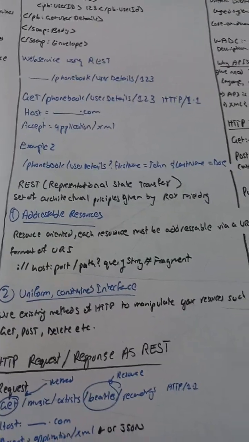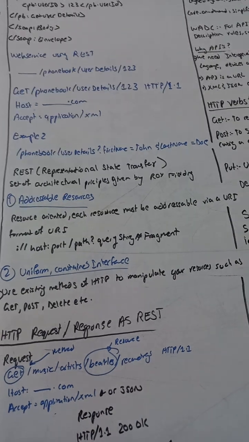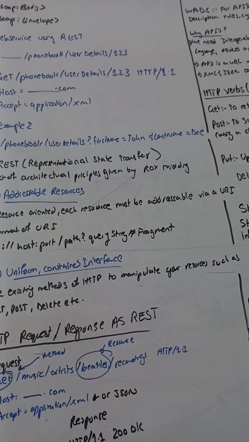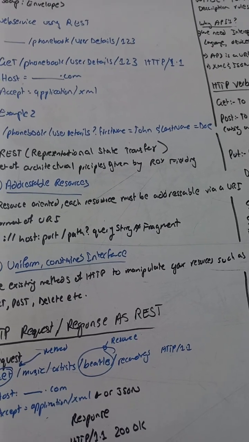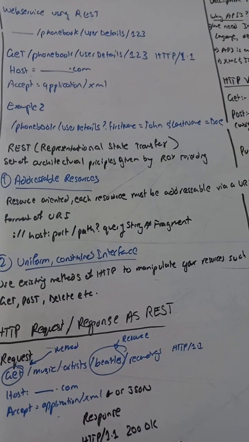Then example 2 is, I've explained this. Now let's talk about REST. So REST basically, आपके पास architectural principles हैं, they were given by Roy Fielding. I'm sorry if I'm pronouncing his name wrong. So Roy Fielding, I guess.